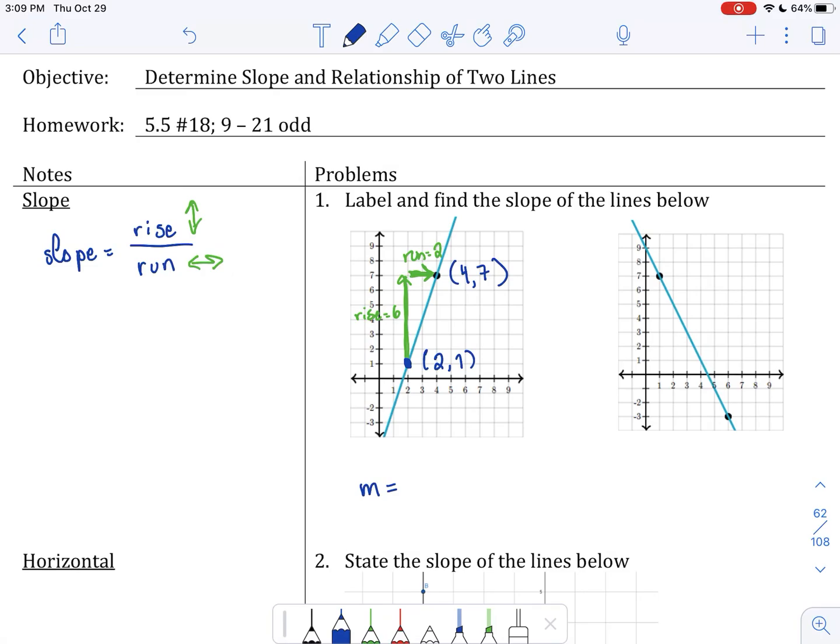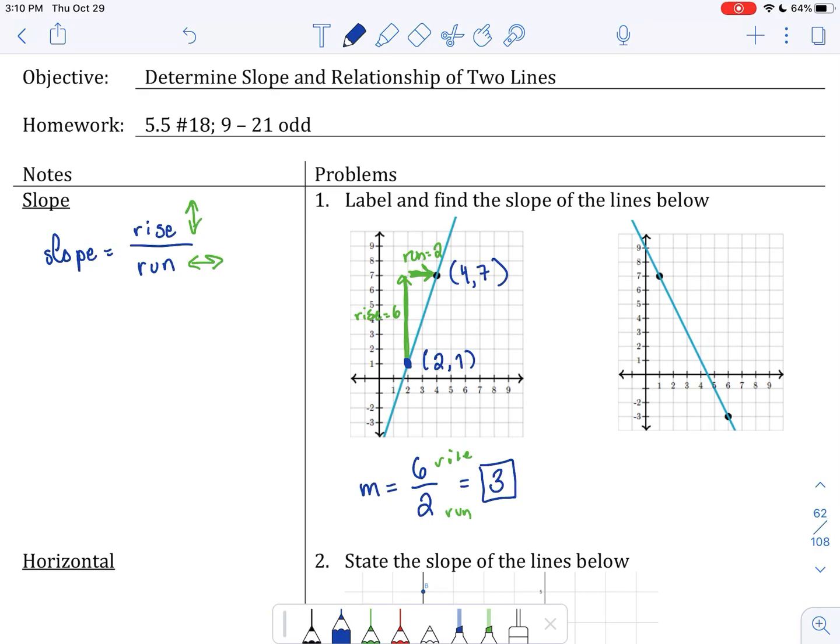m, the slope, is equal to, again, rise over run. So that's 6 over 2, rise, run, and we simplify that to 3. So it tells us 3, it's not the steepest line ever, but it's positive and it's pretty steep. There's many much smaller fractions than that. So in that case, our slope is 3.